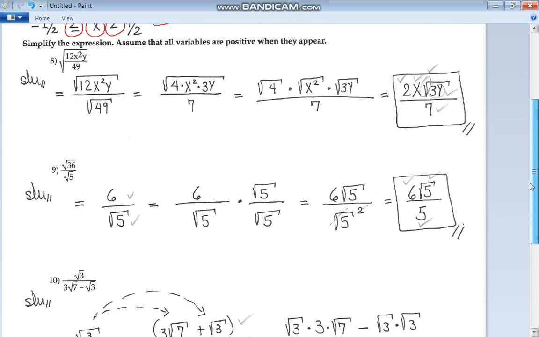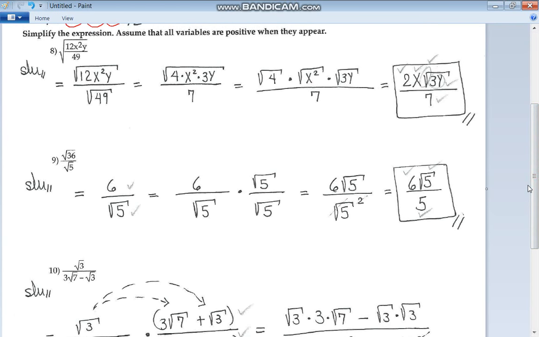Let's scroll down to question number 8. Simplify the expression. Assume all variables are positive when they appear. So number 8 is a tall square root of a rational expression, in other words, a fraction. 12x squared y over 49.